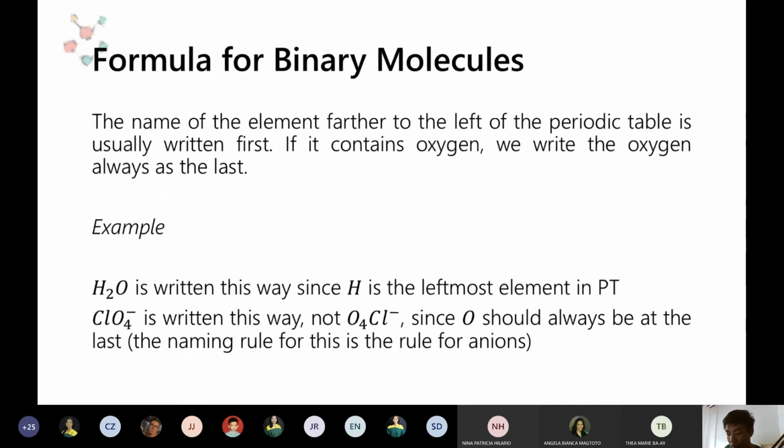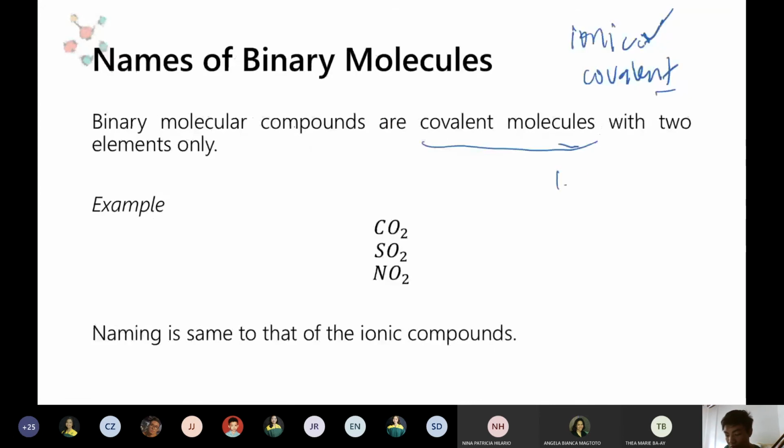Number one, with no charge. Number 2, no metal. Ayan yung mga recognition skills, tips ko dyan. So kapag yung molecule, wala siyang charge at walang metal, that means that is a covalent molecule or covalent substance or binary molecule. Okay, so ganun yung idea.